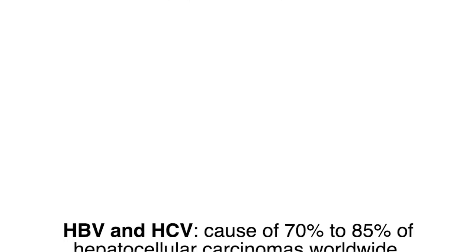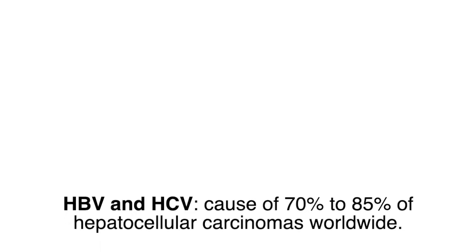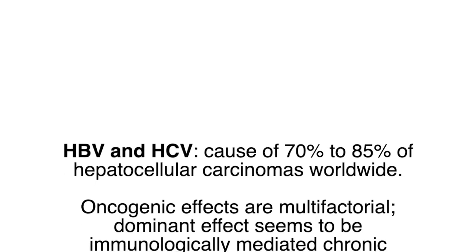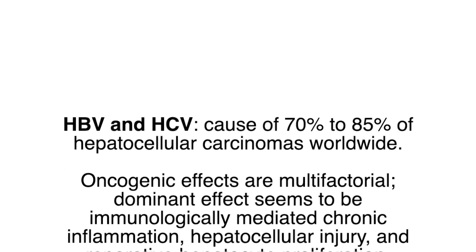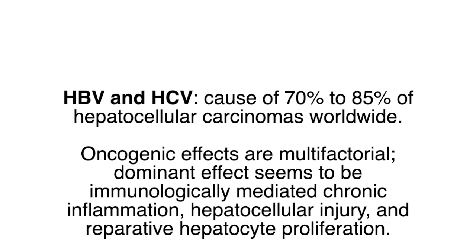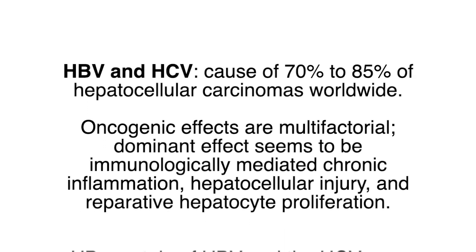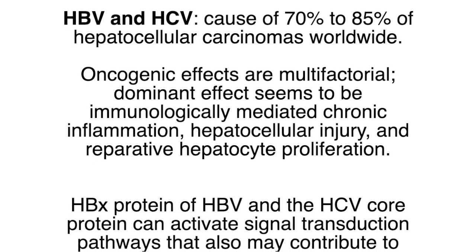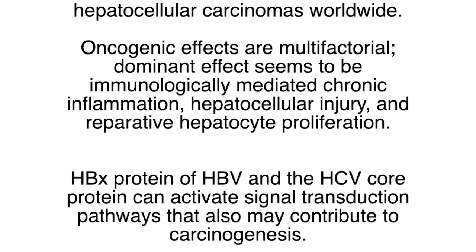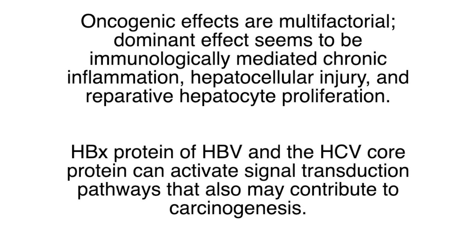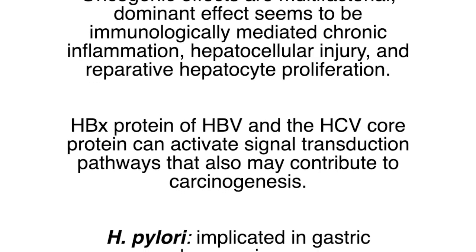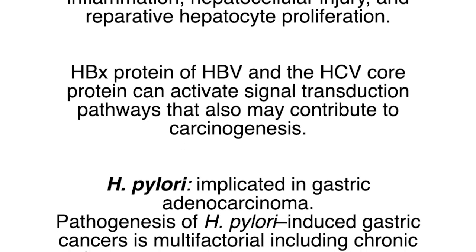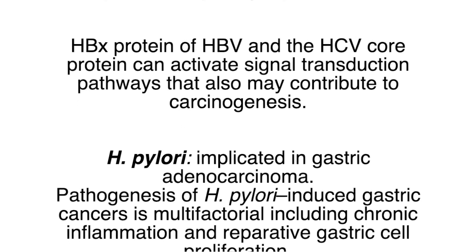HBV and HCV cause 70 to 85% of hepatocellular carcinomas worldwide. Oncogenic effects are multifactorial. Dominant effect seems to be immunologically mediated chronic inflammation, hepatocellular injury, and reparative hepatocyte proliferation. HBX protein of HBV and the HCV core protein can activate signal transduction pathways that also may contribute to carcinogenesis.